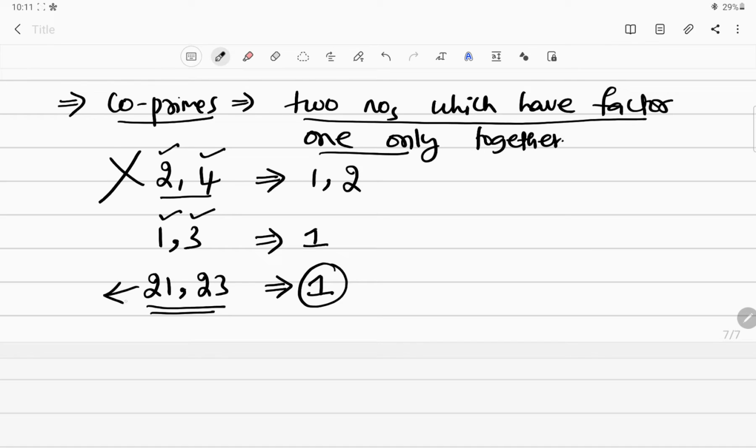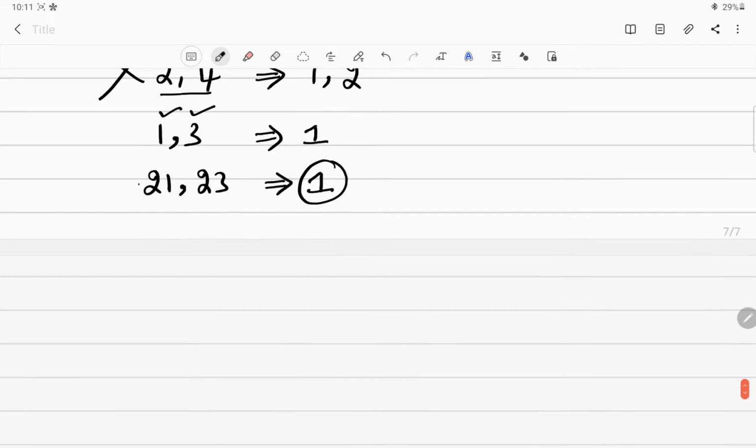For example, 21 is divisible by 3. 3 can divide this, I understand that. But can 3 divide 23? No, right? Once again, I repeat, 21 is divisible by 3, but can 3 divide 23? No, this is not possible. So 3 cannot be a common factor of 21 and 23. That's why 21 and 23 become coprimes. Okay, let me give you one more example.